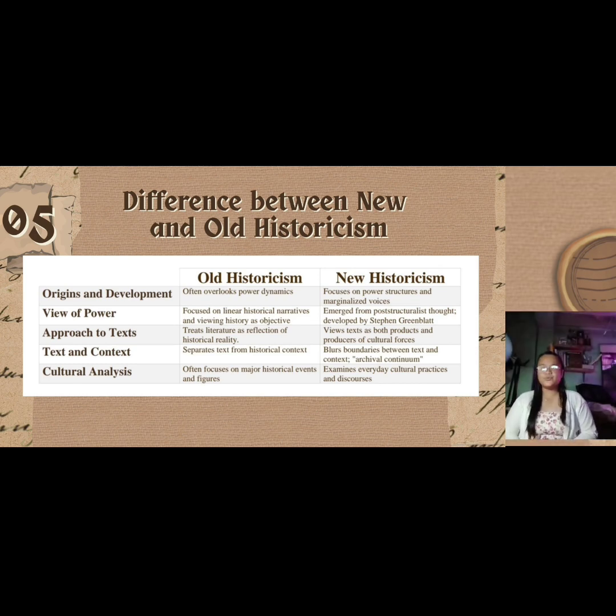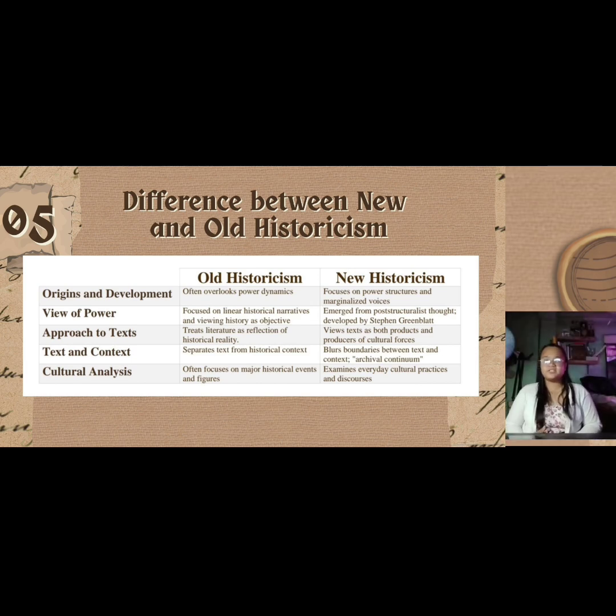New historicism, which emerged in the 1980s largely through the work of Stephen Greenblatt, takes a completely different approach. It suggests that texts don't just reflect history, they also actively shape it. And when we talk about the archival continuum in the new historicism, we are referring to how new historicists look at all kinds of texts, not just famous literature, but also diaries, newspapers, legal documents, and more as equally valuable sources for understanding culture.